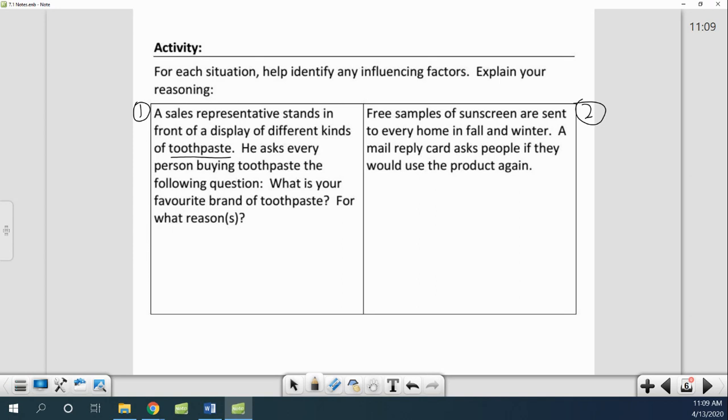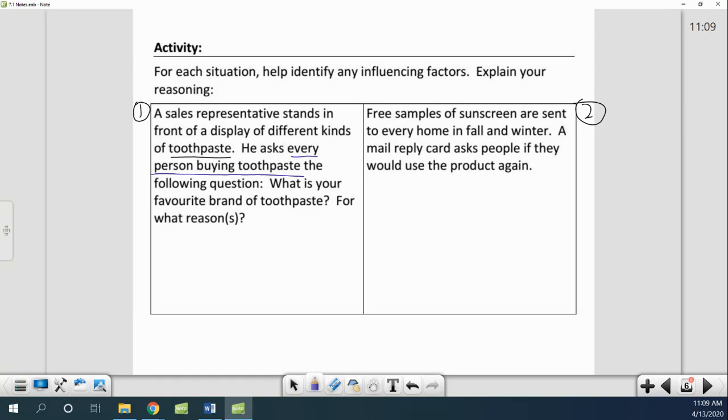So what would we have here for influencing factors? Well, there's kind of a time and location thing, right? He's asking every person buying toothpaste. So he's only asking toothpaste shoppers, people that are currently at the store buying toothpaste. So if you think about who are toothpaste shoppers, how often have you bought your own toothpaste? Well, probably never, right?